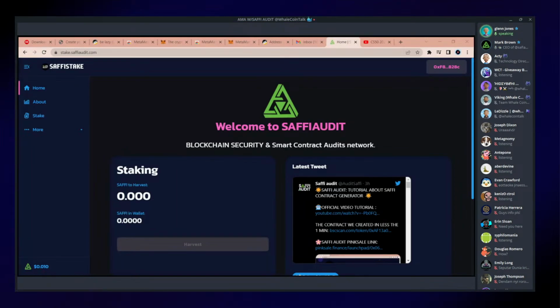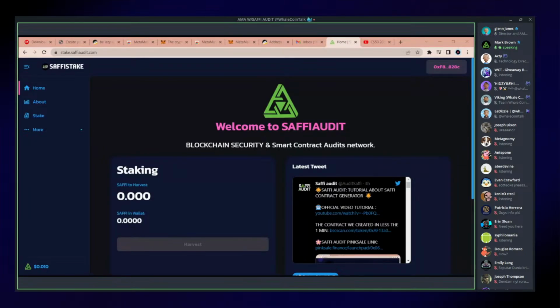I wrote down here about the staking for Saffi. Can we go into the APR, APY for investors and how it works? Okay, so I'm going to try to pull up the white paper.